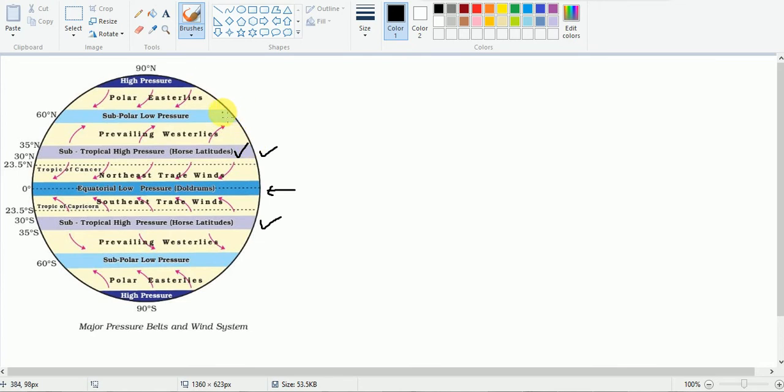And along 60 degrees north and south we have low pressure belts known as subpolar low. And in the Arctic Circle and the Antarctic Circle, that is, within 66 and a half degrees north and south, we have high pressure cells. So these are the major pressure belts, and accordingly we find this planetary wind system.